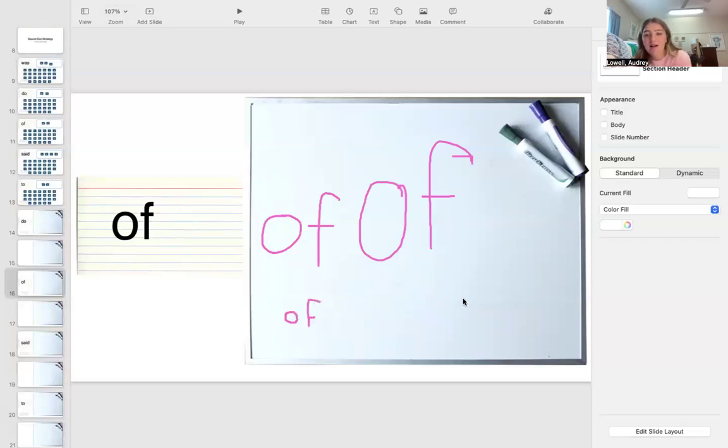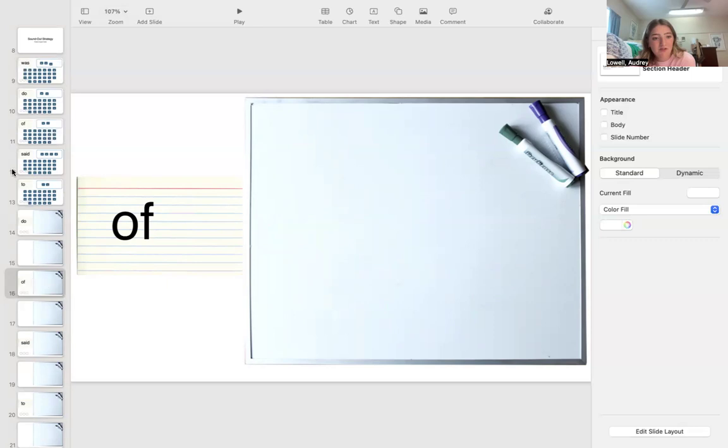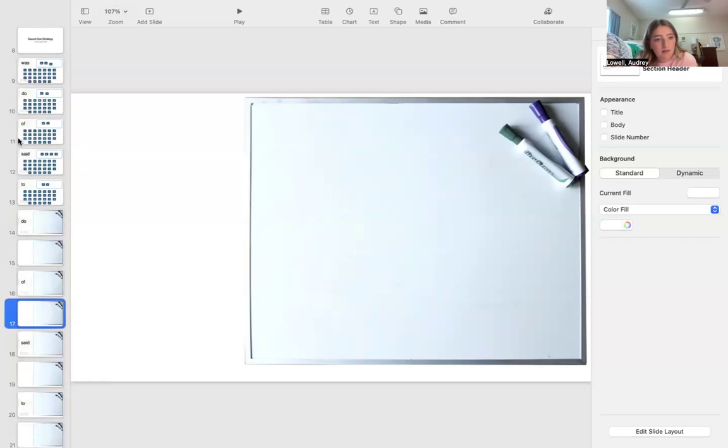Perfect. Now let's write of in all uppercase letters. O-F. Awesome job. Okay, now let's write of from our memory. O-F. Of. Great job.